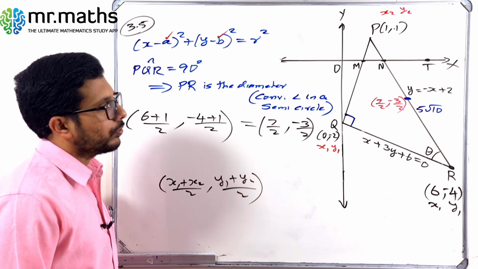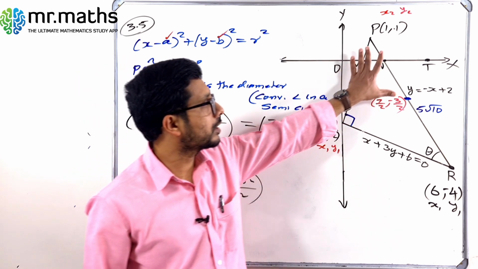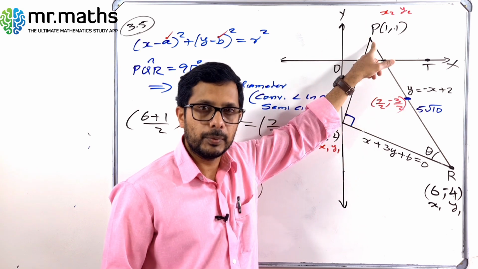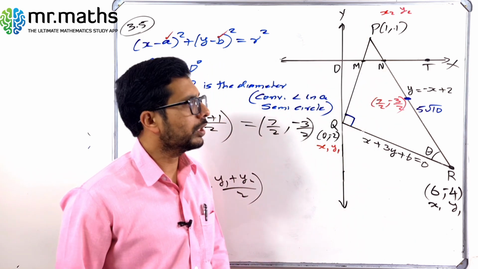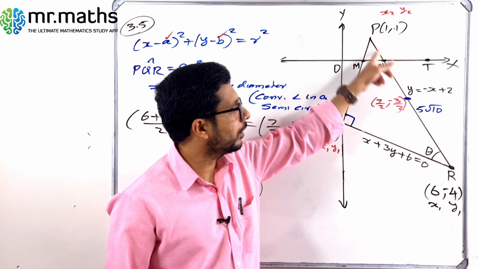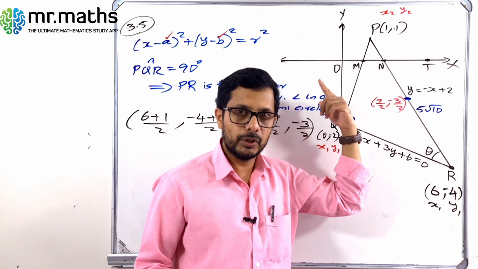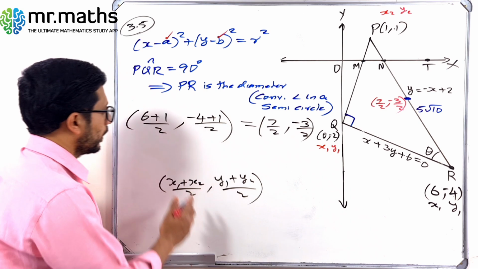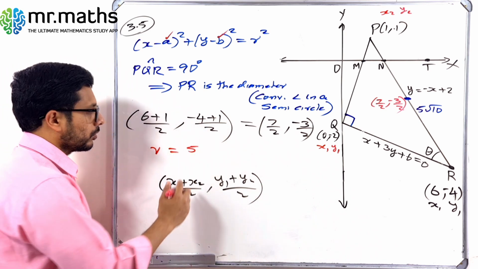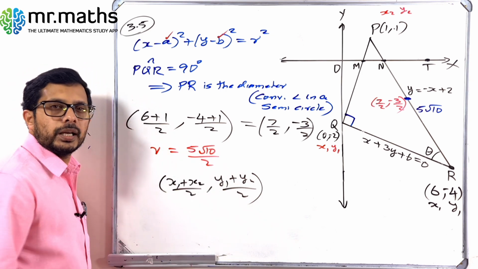How can we find the value of r, guys? You can apply the distance formula. This is r, the radius of the circle. But just to save time, look at question number 3.4. There we already got the length of PR, that is 5 root 10. PR is the diameter, so how can I find the radius? Half of the diameter. So this one is the radius of the circle.